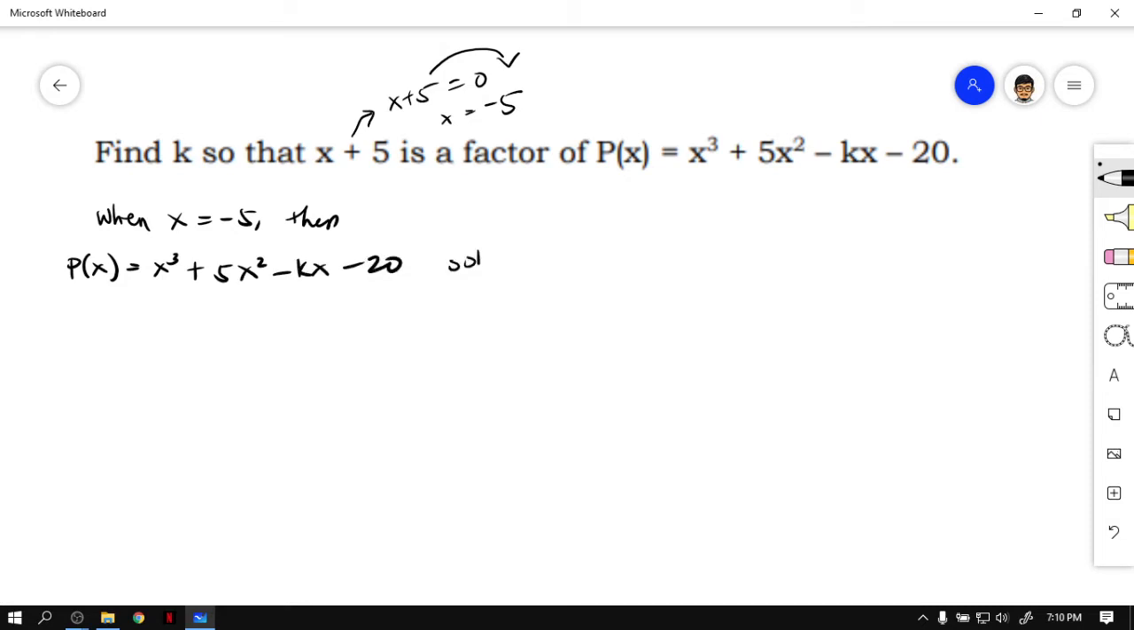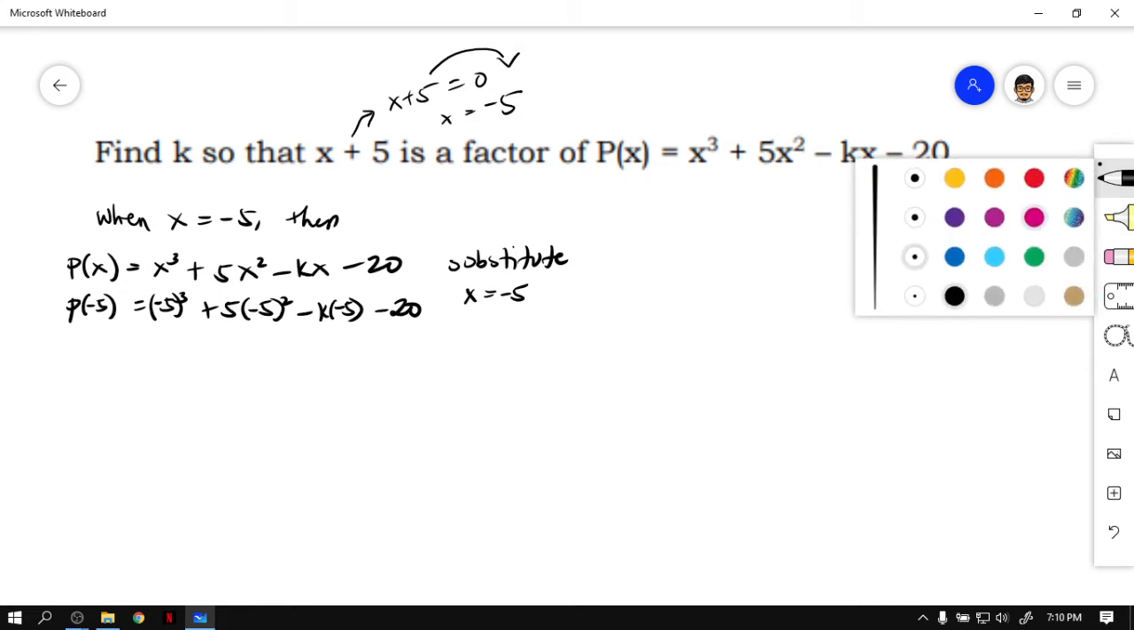So, let's just substitute. X is equal to negative 5. Lahat ng x, papalitan natin ng negative 5. So, may negative siya. So, lagyan natin ng parenthesis. Cube plus 5 times negative 5 squared minus k times negative 5 minus 20.